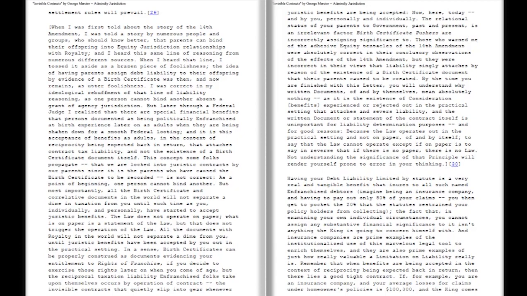The law does not operate on paper. What is on paper is a statement of the law, but that does not trigger the operation of the law. All the documents with royalty in the world will not separate a dime from you until juristic benefits have been accepted by you out in the practical setting.